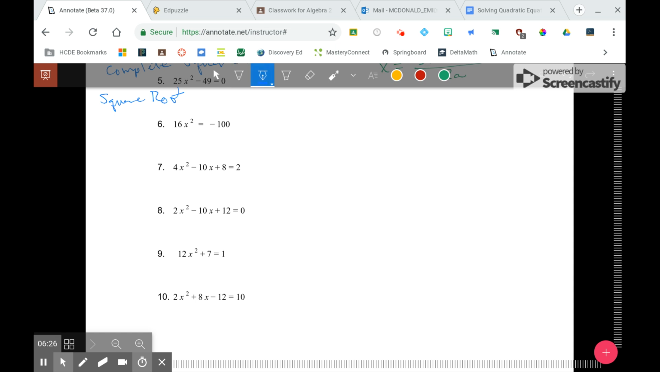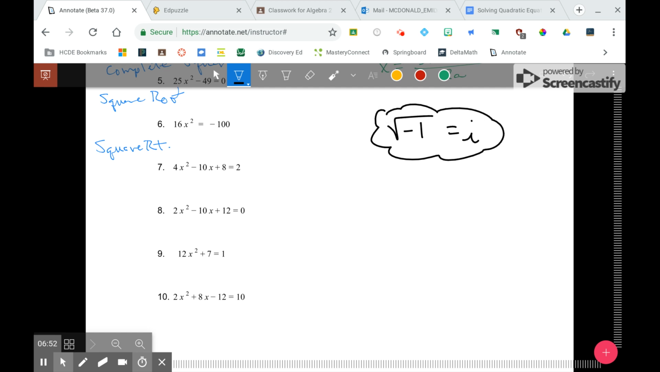Okay, on 16. Again, we don't see the ax squared plus bx plus c stuff either. So 6 is another example of solving by taking the square root. So you'll need to divide by 16 and then take the square root. Remember, if you get a negative underneath a radical, that means there's an imaginary term. You need to remember that. Negative underneath the radical is an I.